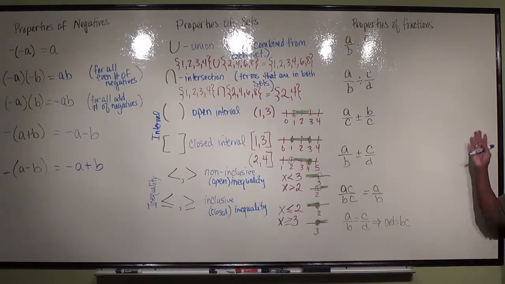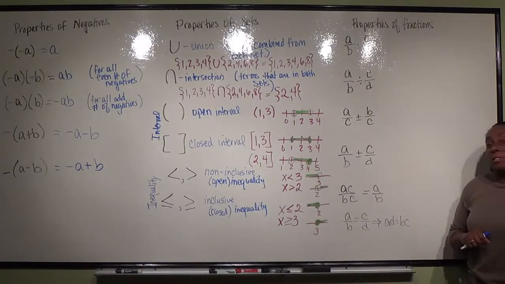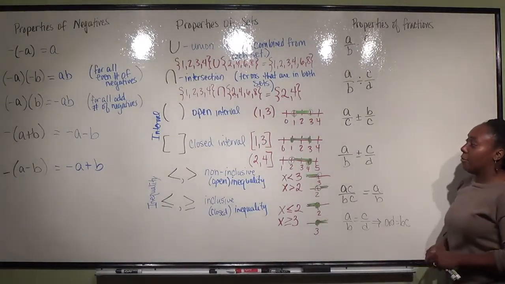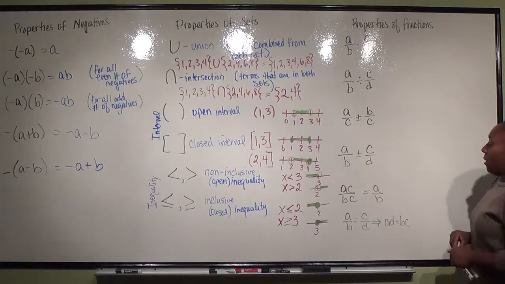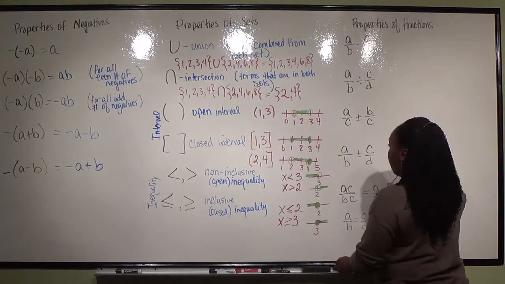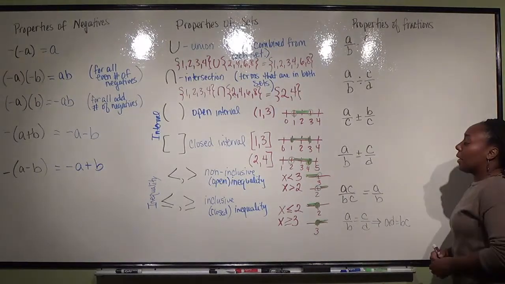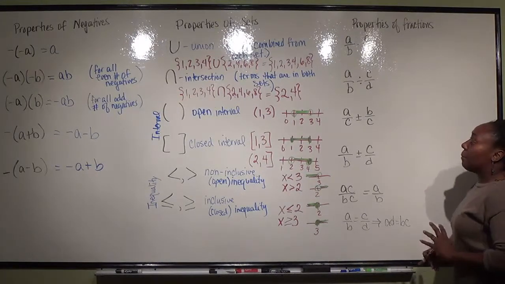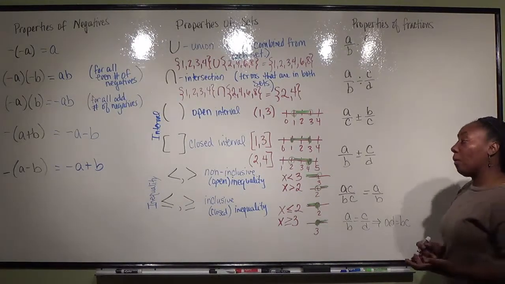All right, our next set of properties are our properties for fractions. And these are ways we're going to be simplifying fractional expressions. Many of these apply to the different operations that we can do on fractions. And again, most of them behave similarly, but not all of them.